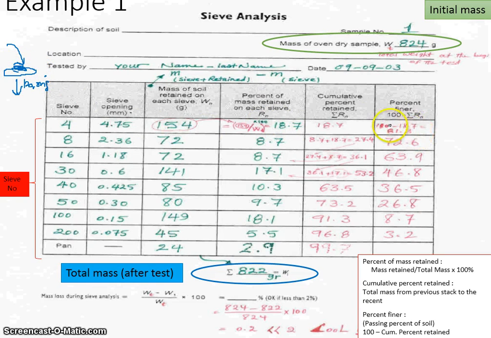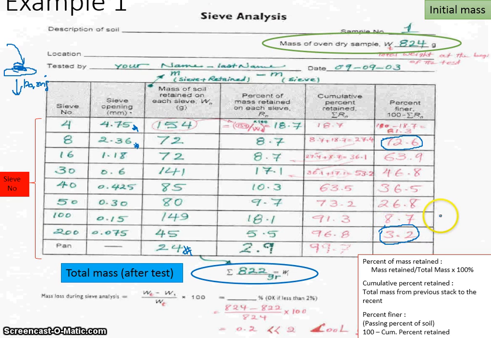So here we can see 81.3% passing the sieve with the opening of 4.75 millimeter, and 72.6% passing the 2.36 millimeter size. And until the last sieve, the number 200 sieve of 0.075 millimeter, we have 3.2% passing it, and it lays at the pan, about 24 grams. If we understand the system of calculation, we can understand how much soil there is for each sieve.